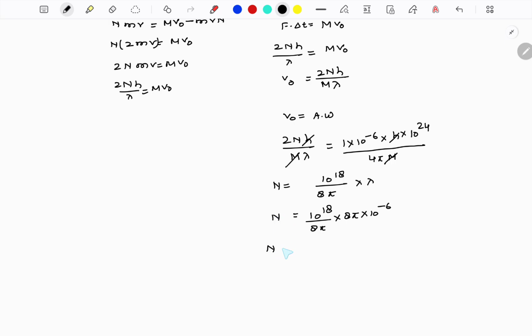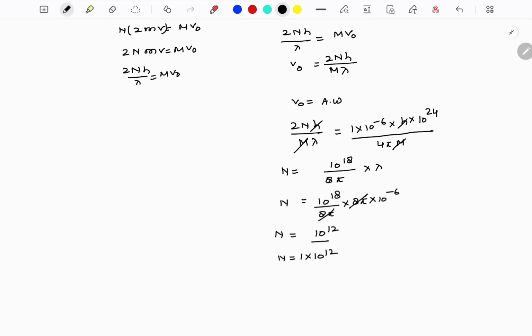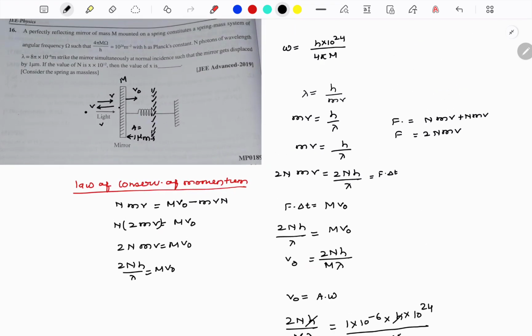So the value of n that you should get is 10 power 12. N is equal to 1 into 10 power 12, and they have given it is equal to x into 10 power 12. So x value is 1 here. This should be your answer. This was actually an easy question.